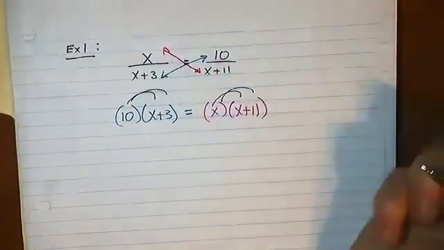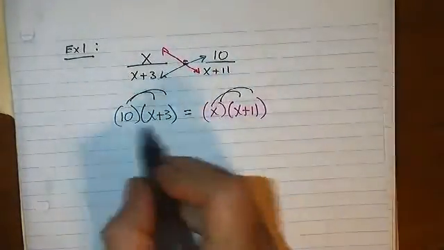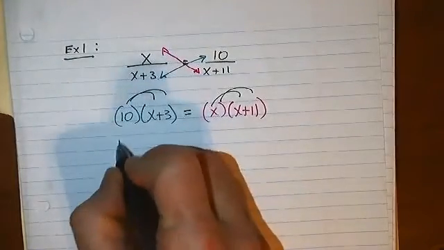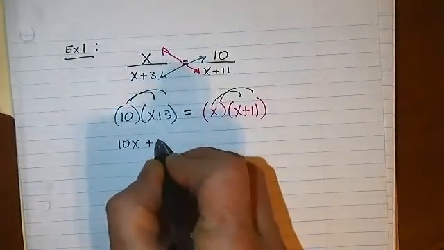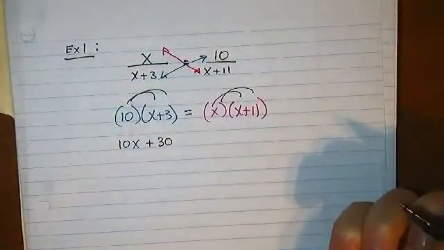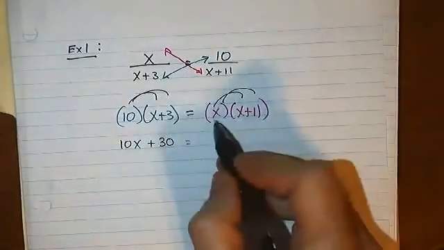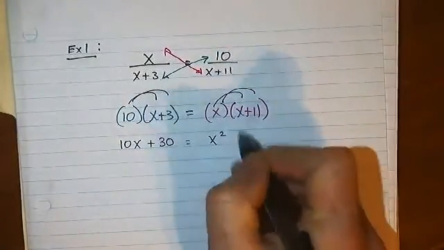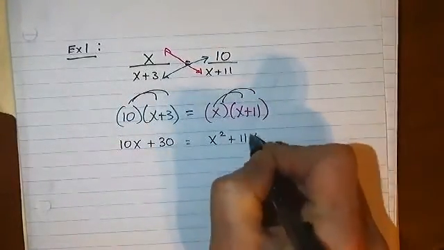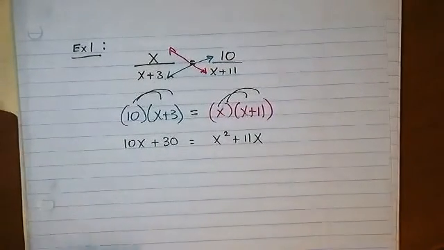I'm going to have to do that on both sides of the equation. So on the left side, when I distribute, I'm going to get a 10 times x and a 10 times 3. So that gives me a 10x plus 30. On the other side, x times x is equal to x squared, and x times 11 is equal to 11x. All right, so that's my first 2 steps.